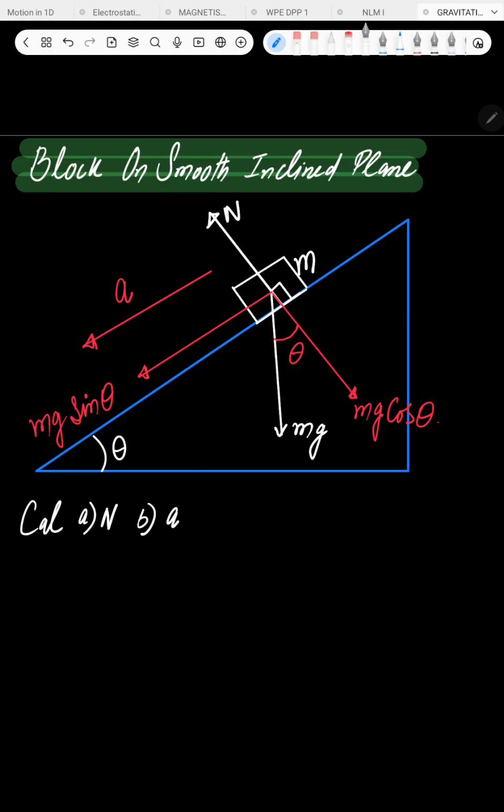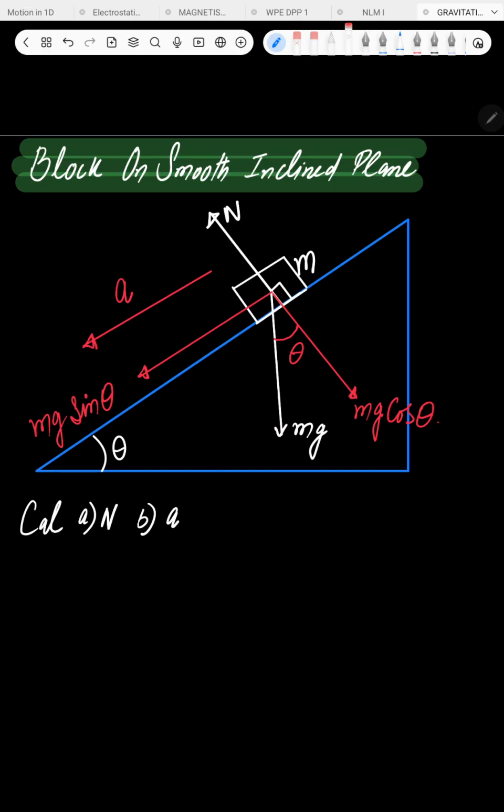So first and foremost, there are two forces on this block. Force number one is the normal reaction, which is always perpendicular to the plane of contact. This is our plane of contact, and this is the normal reaction. Number two is the weight, which is always vertically downwards. Next, I have resolved this mg into two rectangular components. One component is mg sine theta, and another component is mg cos theta.